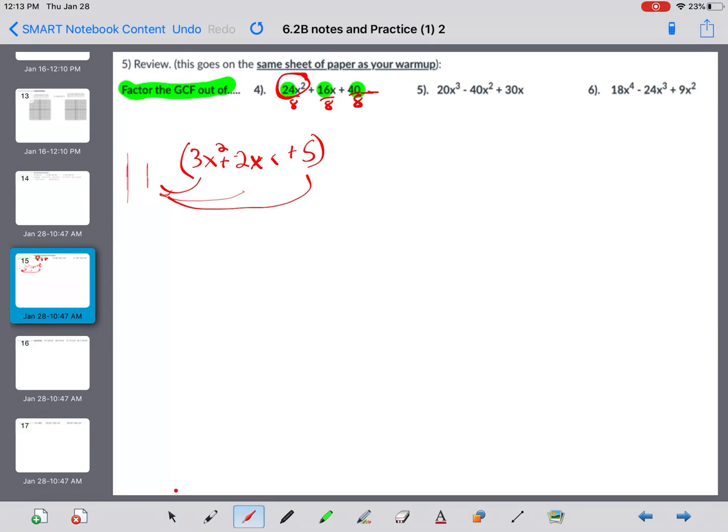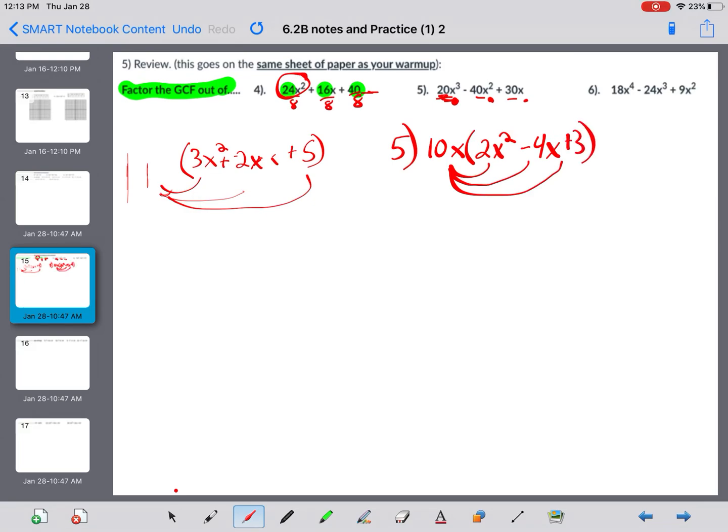Alright, what can we factor out of number 5? So for number 5, you can factor a 10 out of all of these numbers. That's the greatest common factor. But notice, all of these terms have an x, so we can factor out an x. So then I like to think 10x times what is 20x cubed? It'd be 2x squared. And then we get 10x times what's negative 40x squared? It'd be negative 4x. And then last but not least, positive 3.